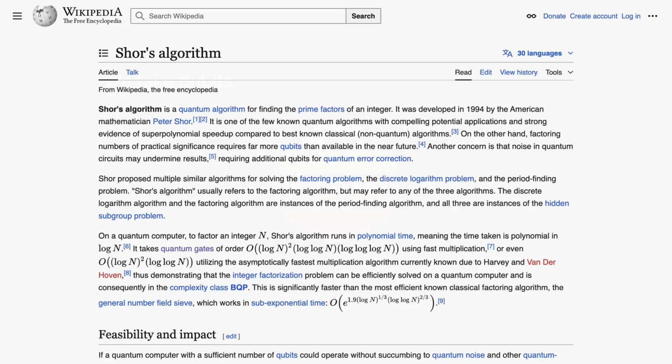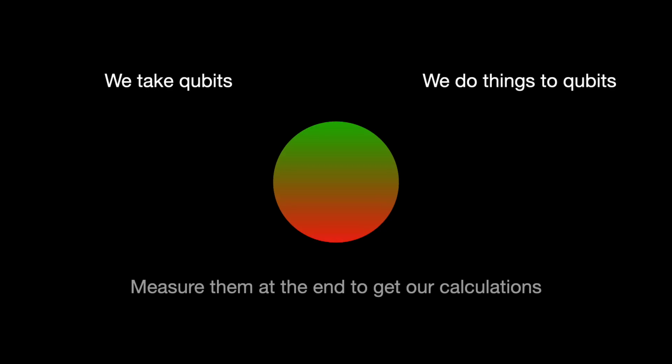So here we have the quantum computing concept in somewhat of a nutshell. We encode data into qubits, apply quantum operations to those qubits, and then measure said qubits at the very end to retrieve the results of our calculations. There we go. So the concepts are out there. Now, how do we turn that into a real computer?